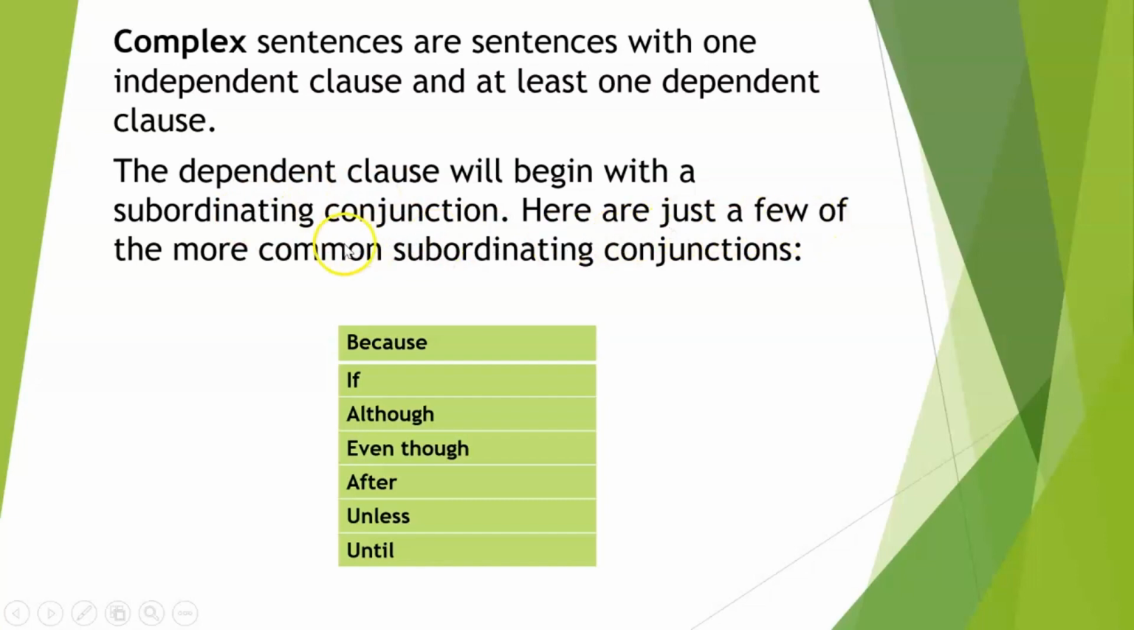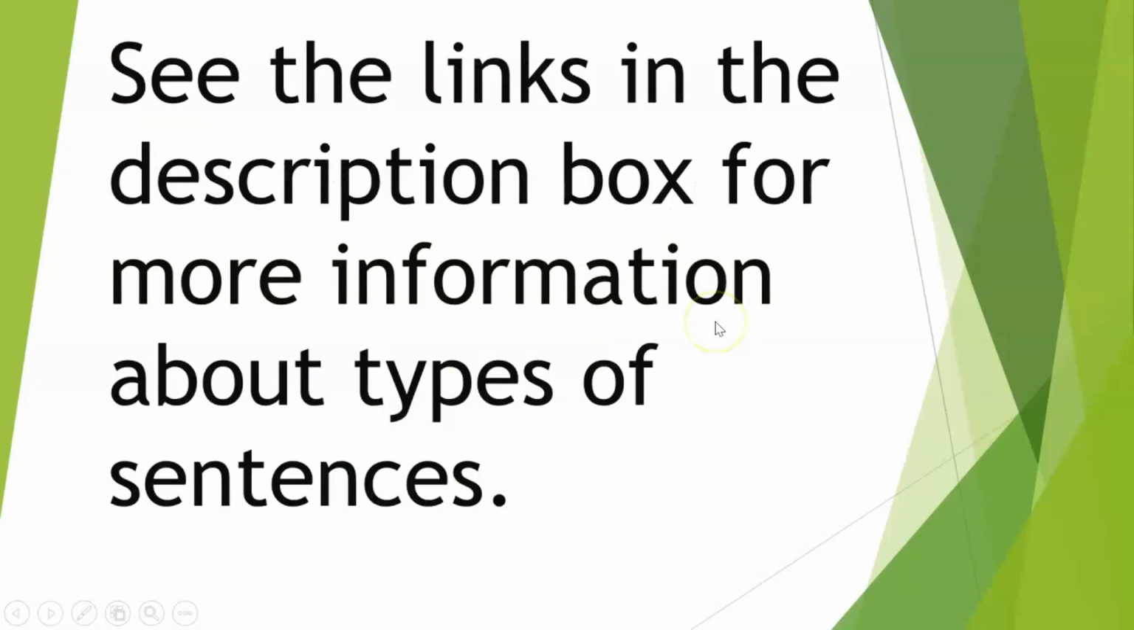Here are just a few of the more common subordinating conjunctions. Because, if, although, even though, after, unless, and until. So these words will be at the beginning of the dependent clause, which will be part of the complex sentences that we're going to be looking at today.